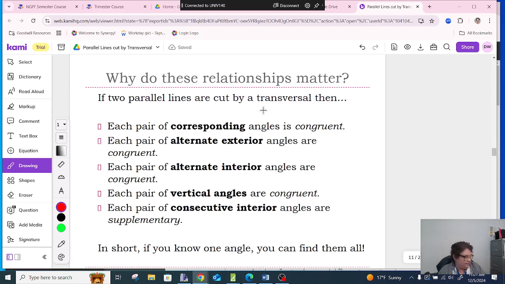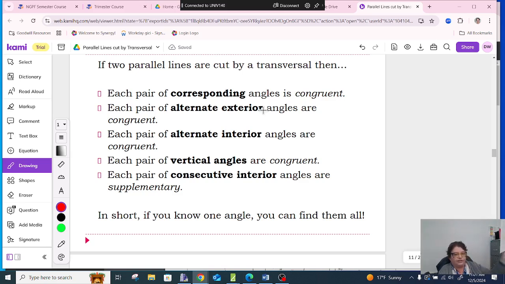And here is a little box, so you can go ahead and write that in the bottom notes. It's everything we just talked about, just in one little box. Corresponding angles are congruent. Remember, congruent means equal. Alternate interior angles are congruent. Alternate exterior angles are congruent. Vertical angles are congruent. But consecutive interiors are supplementary. What does supplementary mean? The sum is equal to 180 degrees. That's what supplementary means. So in short, if you know one angle, you can find all the others.